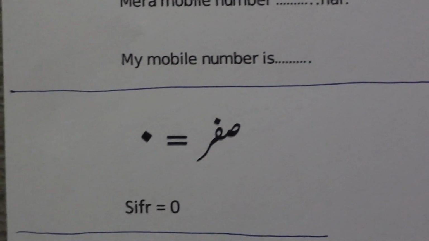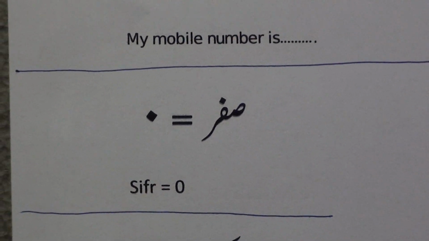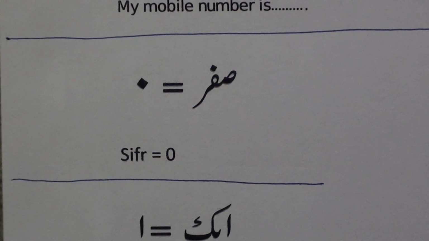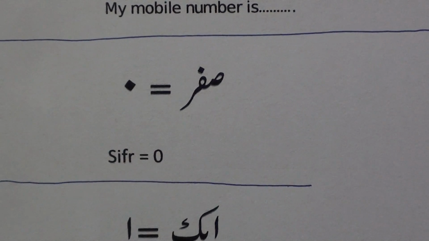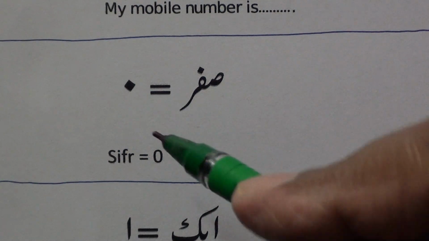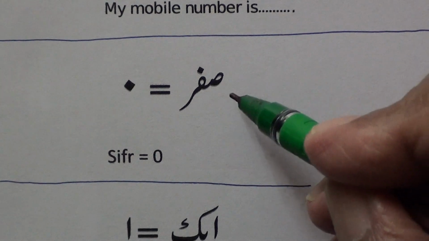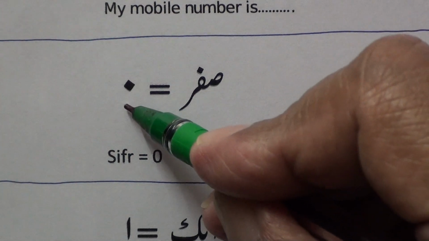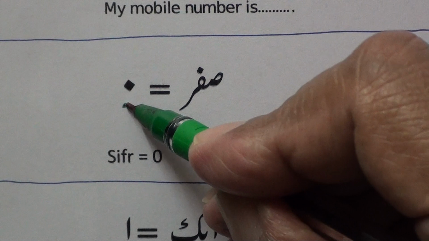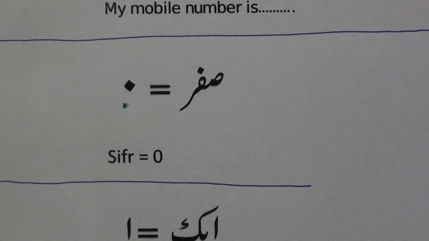Now some numbers from 0 to 10. सिफर, 0. You can just write, just put a point. सिफर, 0.